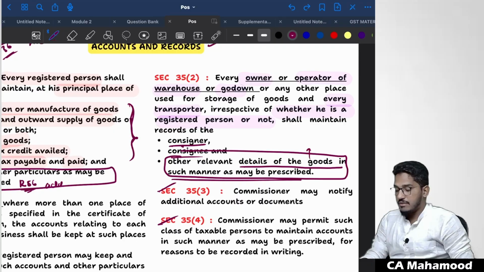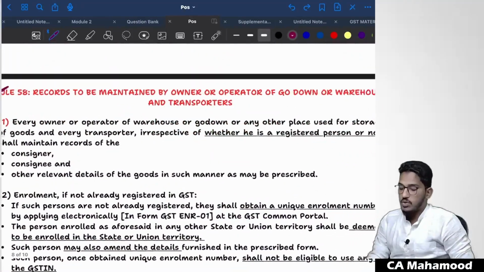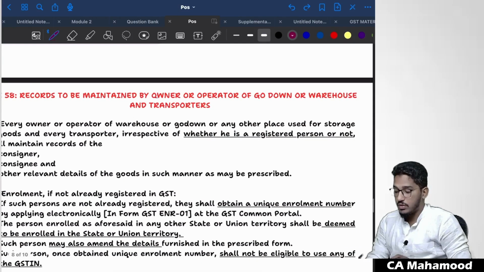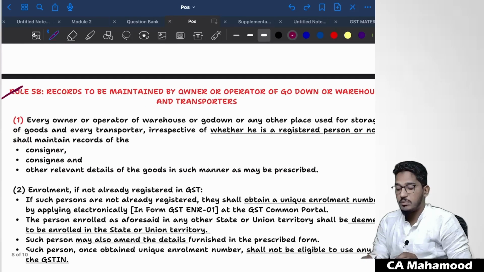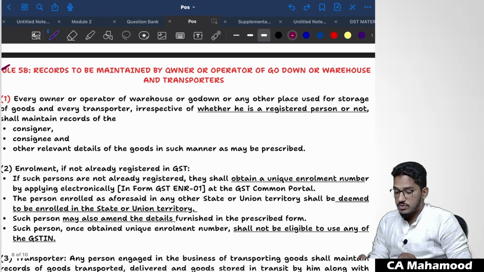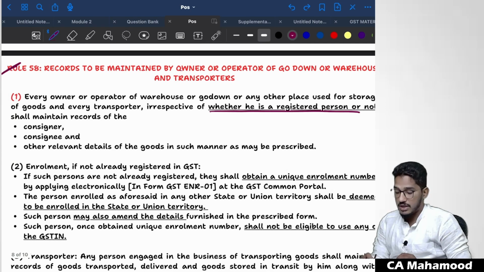And actually for this, they have given one more rule here. So we have rule number 58, which talks about what records, what additional details are required to be maintained by the owner or operator of a godown or warehouse, and by transporters, in addition to the details of the consignor and consignee. Let us see. So every owner or operator of a warehouse or godown or any other place used for storage of goods, and every transporter, irrespective of whether he is a registered person or not, shall maintain records of consignor, consignee and any other relevant details.